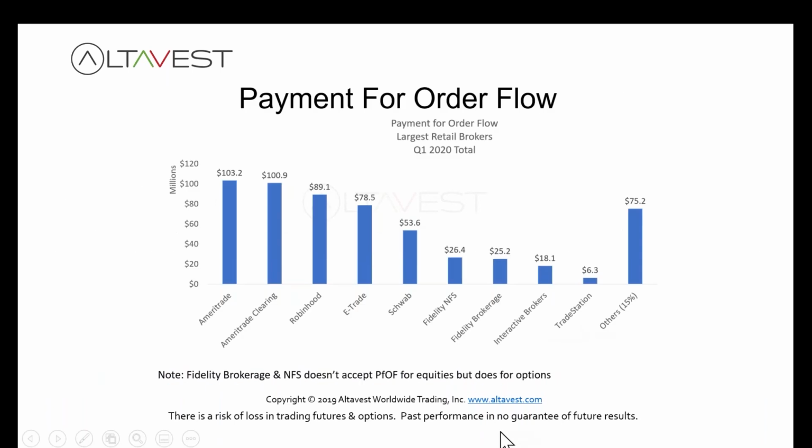So that's called payment for order flow. All these brokerage firms are getting paid by third-party market makers like Citadel. So when you place an order, your order's not filled at the brokerage firm you think it is. It's being filled by a third-party market maker, and they're getting paid to send their orders to them.